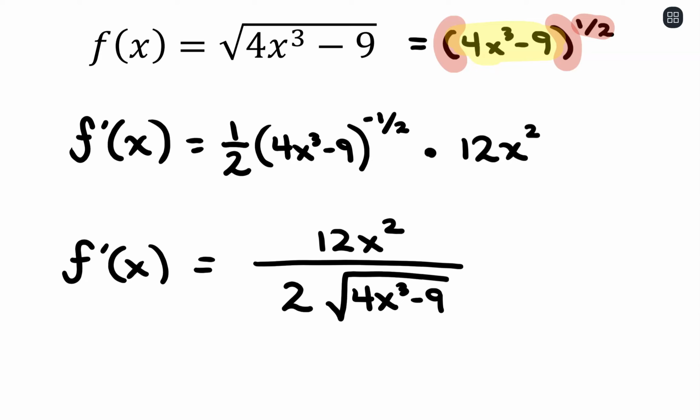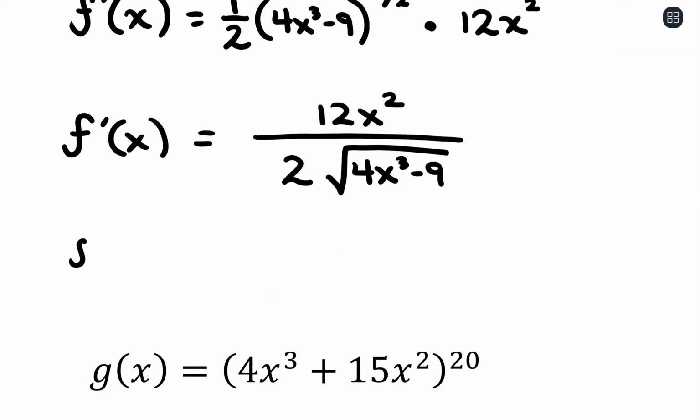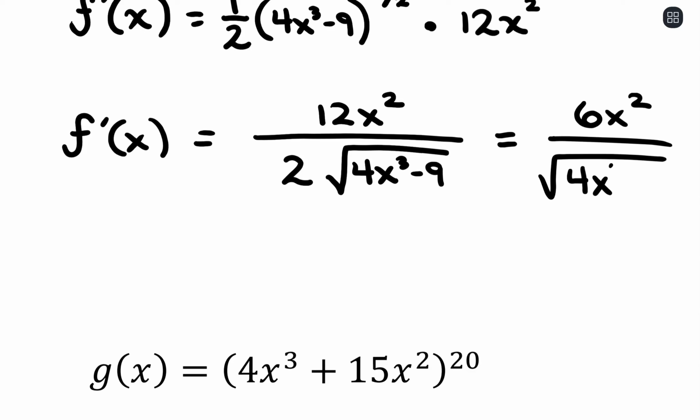And then we could do one more step and simplify our fraction here. So 12 divided by 2 is 6. So let's just take that. I'll just put it over here. So that'll be a 6x squared over the square root of 4x cubed minus 9. And we're done.